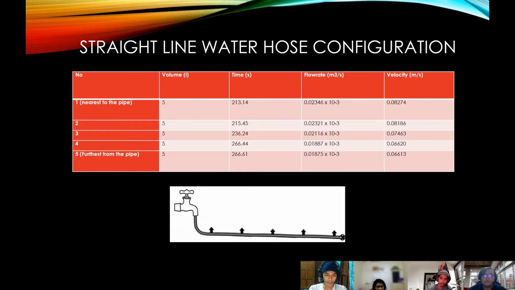And then we use the same method for all the holes in the straight line water hose configuration. Number 1 is the nearest to the pipe, and number 5 is the furthest from the pipe. Next.